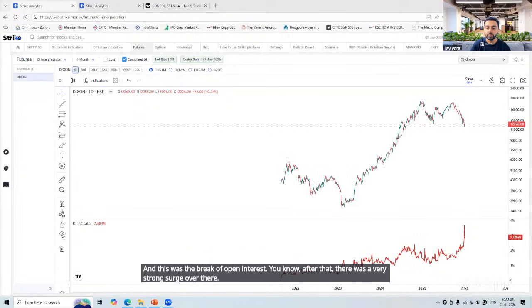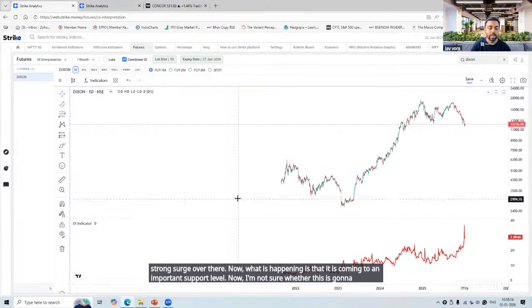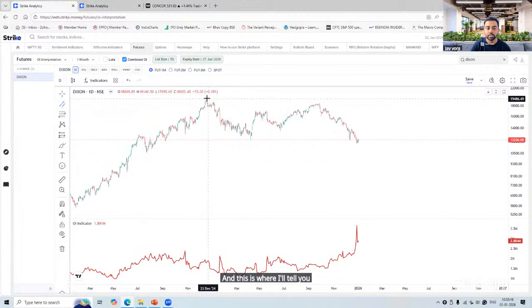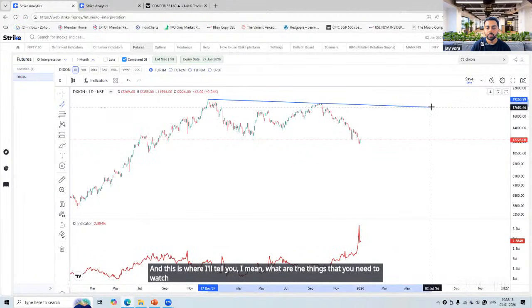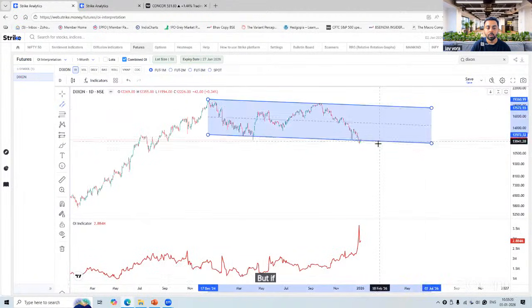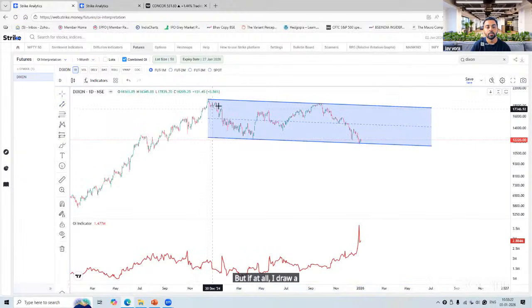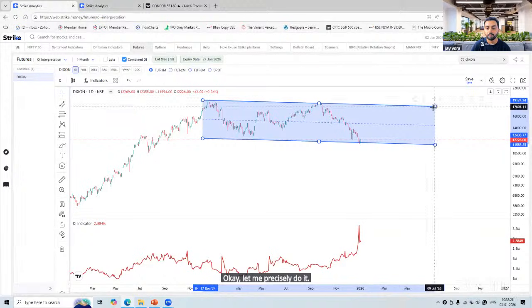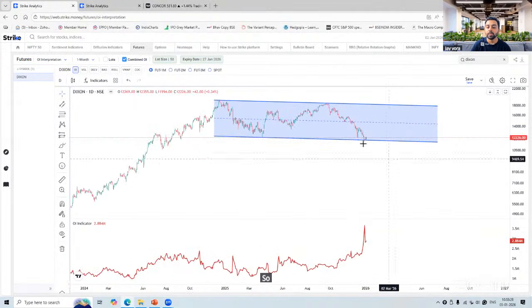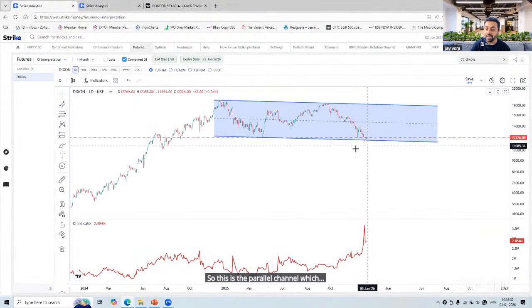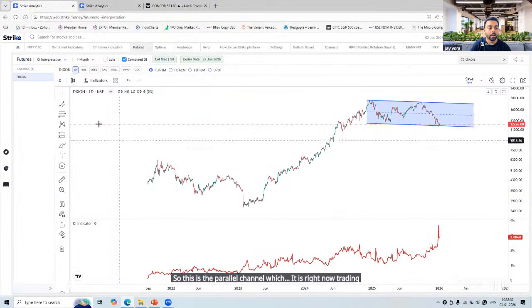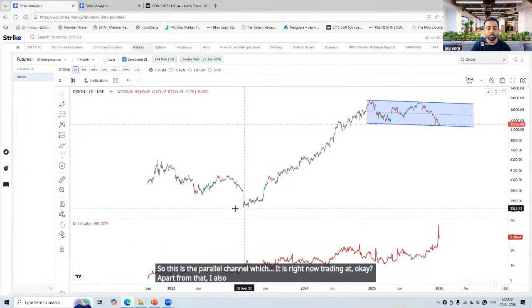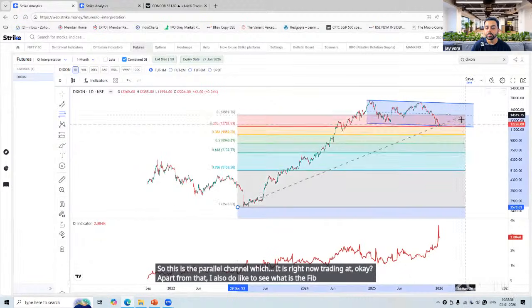Now, what is happening is that it is coming to an important support level. I'm not sure whether this is going to turn around or not, and this is where I'll tell you what are the things that you need to watch out for. But if at all I draw a parallel channel, let me precisely do it. So this is the parallel channel which it is right now trading at.